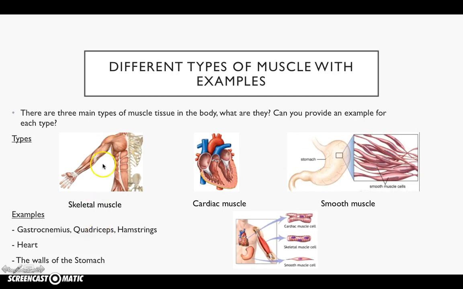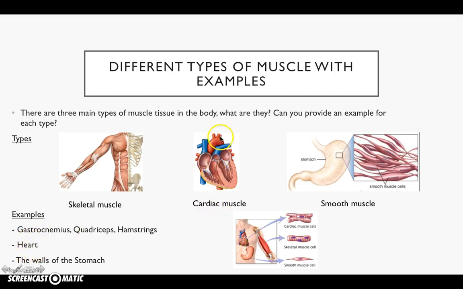So answers: skeletal muscle, cardiac muscle, smooth muscle. They're the three different types of muscles we have within the body. Examples: it could be any type of skeletal muscle, but the examples we've got here: gastrocnemius, quadriceps, and hamstrings. Heart, make sure it's the walls of the heart. Okay, so the walls of the heart is an example of the cardiac muscle.